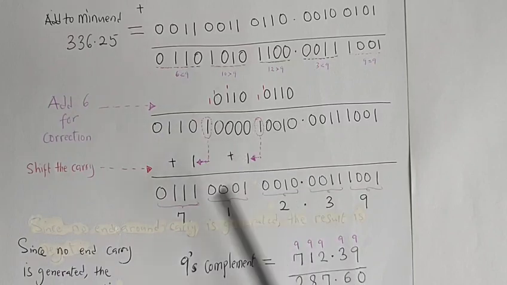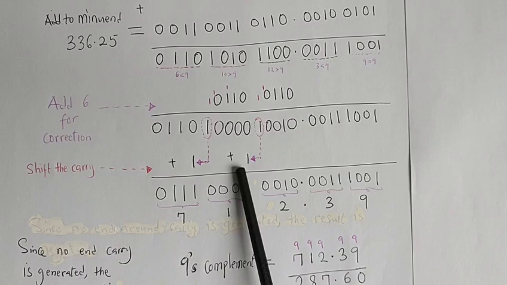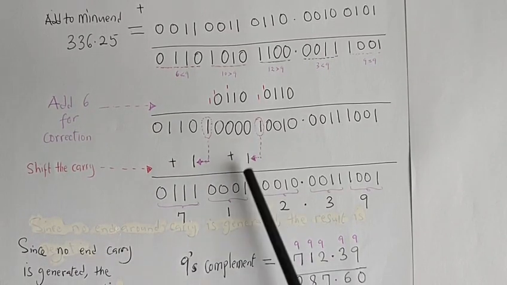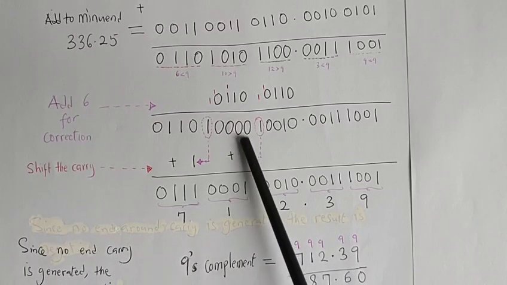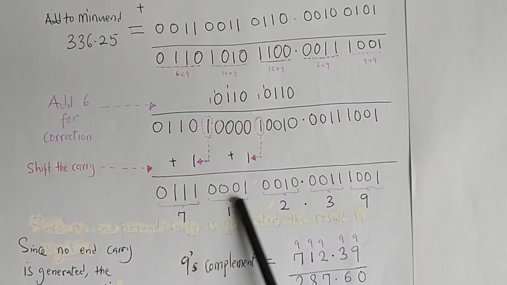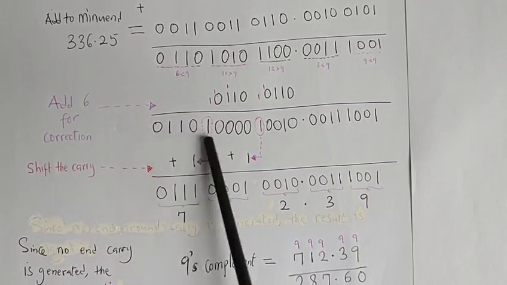Now we need to carry out the addition. Since the carry is generated in this bit, we need to shift it to the next bit and carry out the summation. So we have 0 plus 1 is going to be 1. Then 0 plus 0, 0 plus 0, 0 plus 0, 0. So we have this. Now this carry that is generated is shifted to the next bit. We carry out the summation.